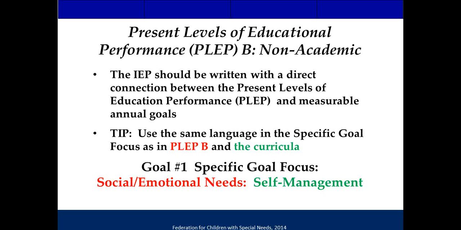So, for example, on the IEP form itself, the form says goal, and you put in number 1. Then the form says special goal focus, and you, or whoever's writing the IEP, put in social emotional needs. That's the part from PLEP B. And then you put in the part of the curricula that you are addressing, and in this case, it's self-management from the SEL curriculum.